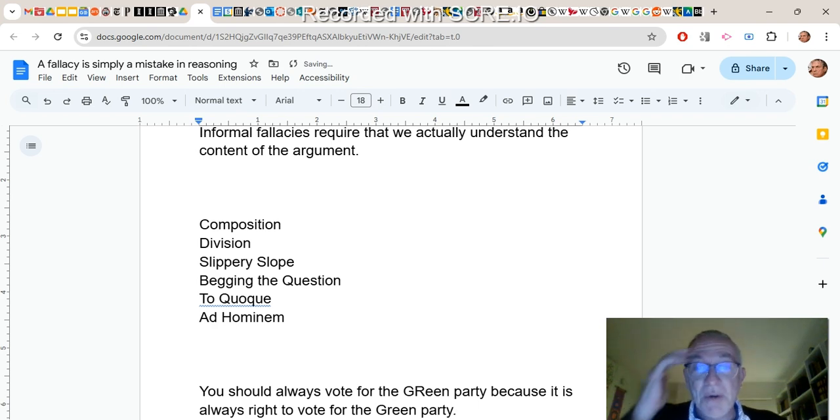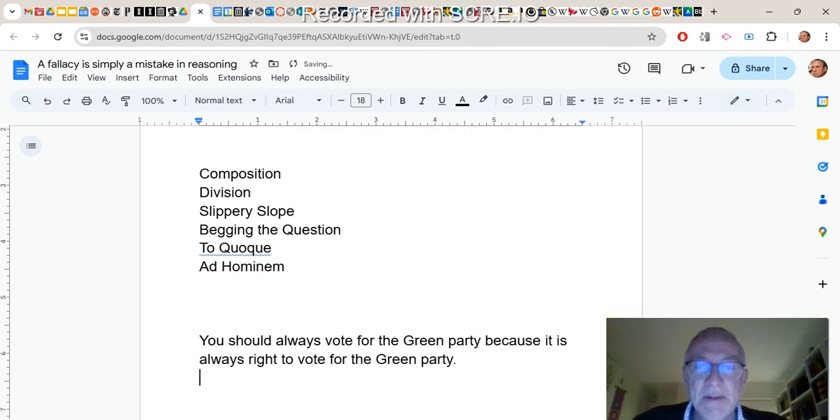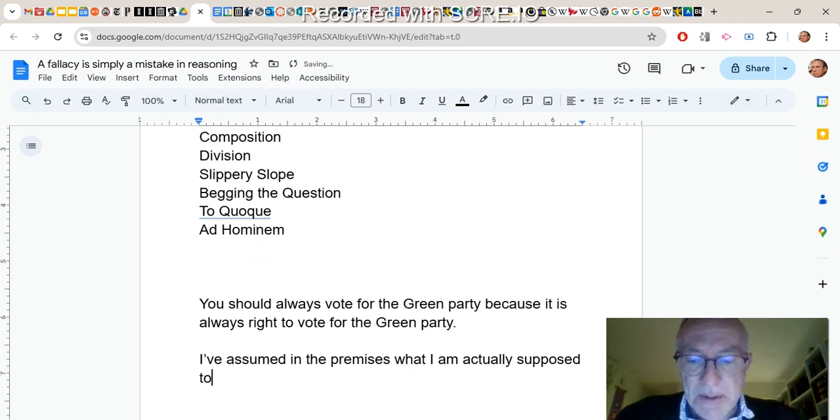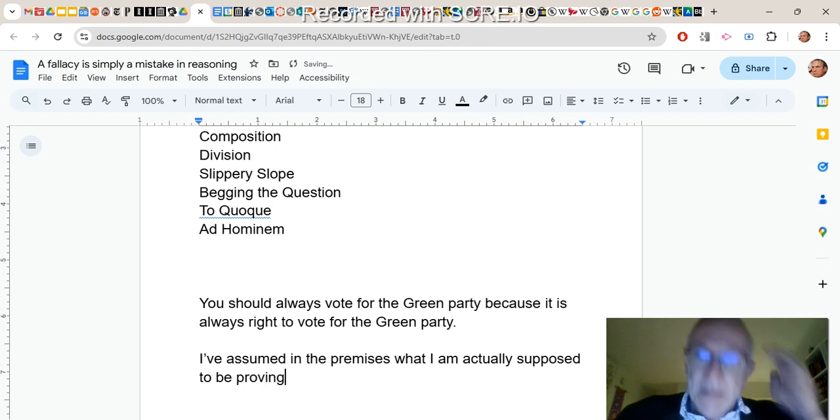You should always vote for the Green Party because it is always right to vote for the Green Party. What have I done there? I've said you should always vote for the Green Party because it's always right to vote for the Green Party. I've assumed in the premises what I am actually supposed to be proving for the conclusion.